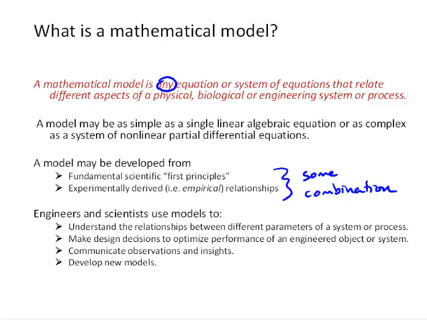Engineers and scientists use models for the following. They use them to understand the relationships between different parameters of a system or a process. They also use them to make design decisions to optimize the performance of an engineered object or system. Models are also useful to communicate observations and insights to other people working in your same discipline or scientific community. And we use those to develop and test new models that might give better results or more accurate predictions.